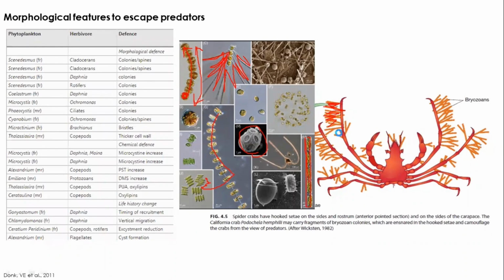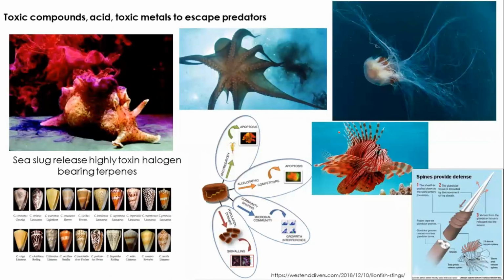Not only this, many of the organisms also produce toxic compounds. For example, sea slugs. When you are coming for the field, we will show you what a sea slug looks like. These sea slugs produce toxins containing terpenes, which can be poisonous for marine organisms. So the predators will avoid this kind of prey because they will not be able to tolerate the toxins produced by it.